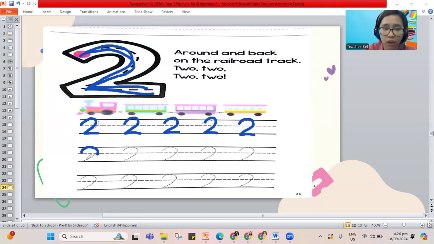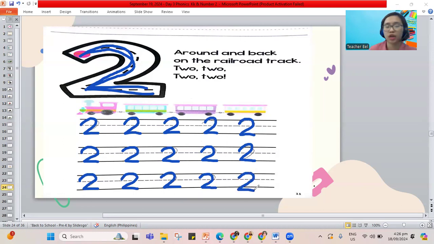Try to not go out of the line. Finish your number 2 work. Continue if you're the same as me, almost there at the end. Remember, our number friend is the number 2. There you go. Our number friend is 2. If you're not yet done, pause the video. Play it again once you're done. I'll erase this one.